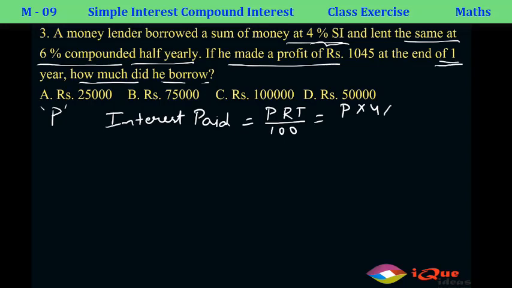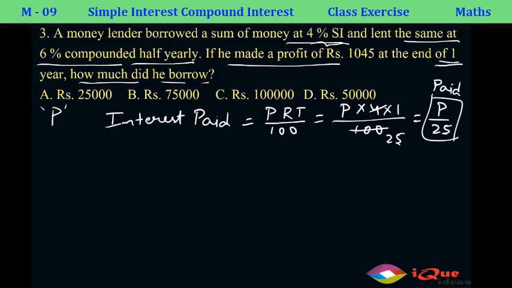So T has to be 1 divided by 100. So 4 cancels 100 25 times. So we have simply P upon 25. This is the interest paid. Alright. Now, how much interest will he receive?